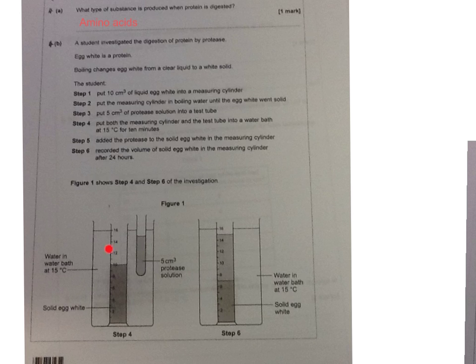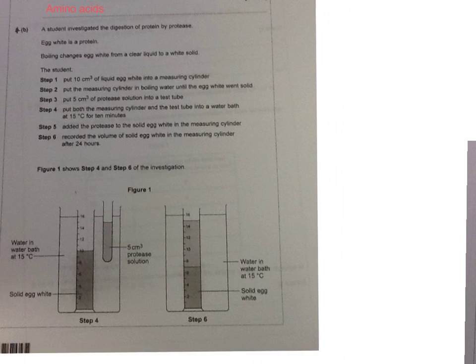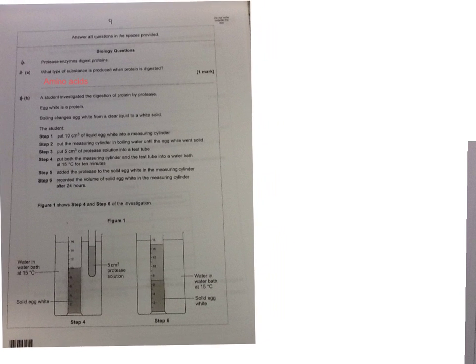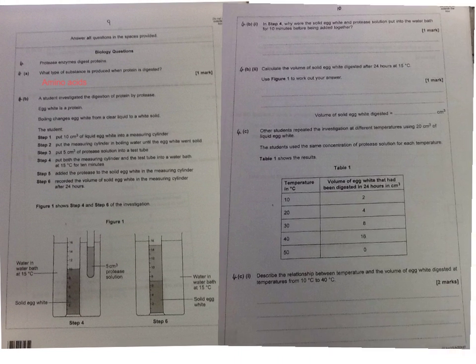So they're not actually in contact with each other at this point, because it shows you the diagram here for step 4. They're just in the same water bath at 15 degrees Celsius. Step 5, they added the protease to the solid egg white. So this protease solution would have been added to the egg white. And then step 6, they recorded the volume of solid egg white after 24 hours. So they could see how much solid egg white there was left. And then we've got the liquid egg white here that's been broken down by the protease enzyme. Okay, so the actual question then for this, we'll look at that now and see what it's asking us to think about.